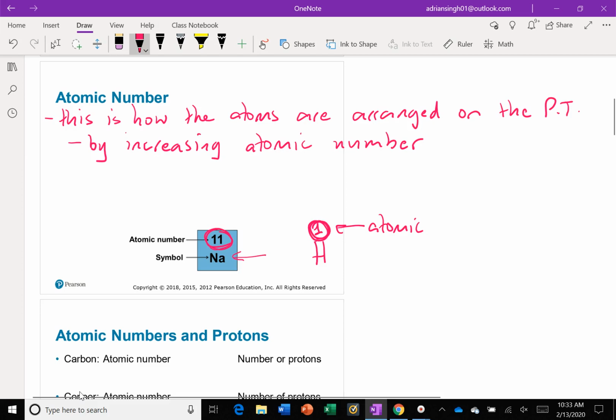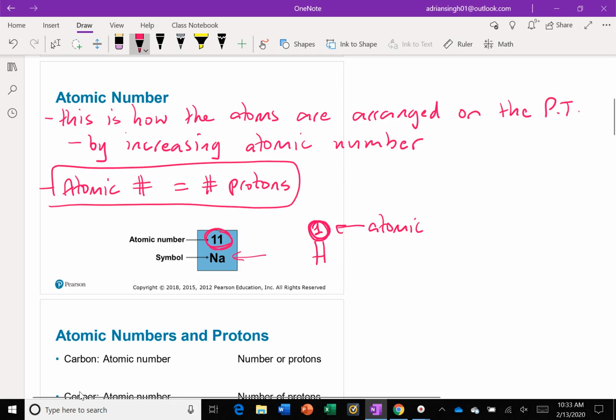Now the atomic number is important because the atomic number is actually equal to the number of protons. And that's a key thing to keep in mind. So what this means then is sodium with atomic number 11 is going to have 11 protons. So just by looking up on the periodic table, we can determine really quickly how many protons are in that atom. It is equal to the atomic number.